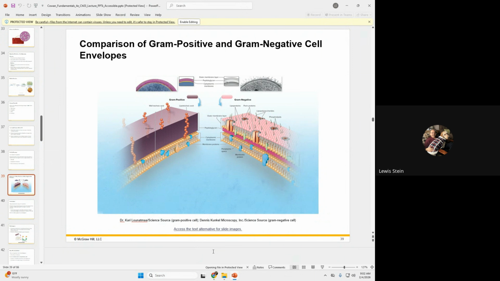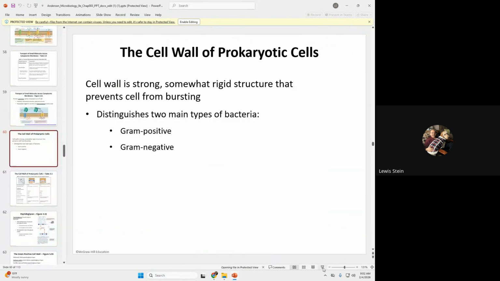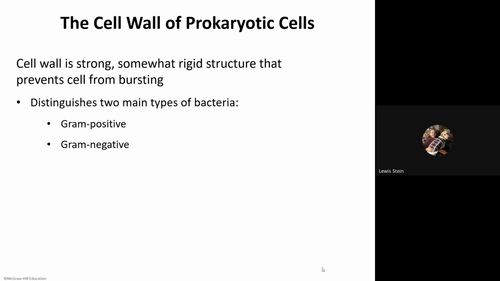I never liked this diagram. The only thing I really liked about it was the thickness of the peptidoglycan compared to the complexity and the limited amount of peptidoglycan here. That's the way I looked at it. So I'm going to go back to the Nestor one and work with that, because I like the way they present it.